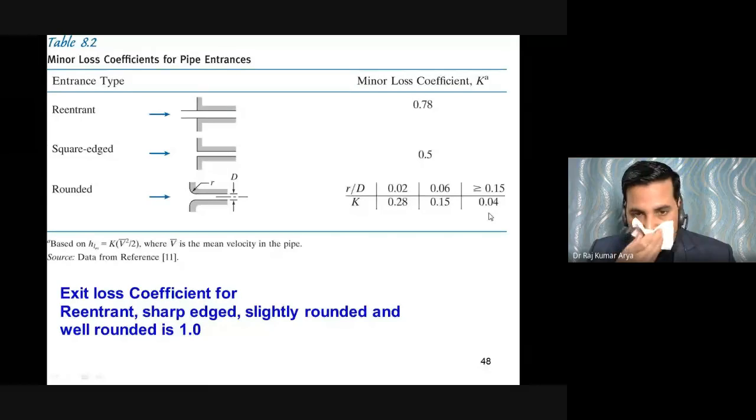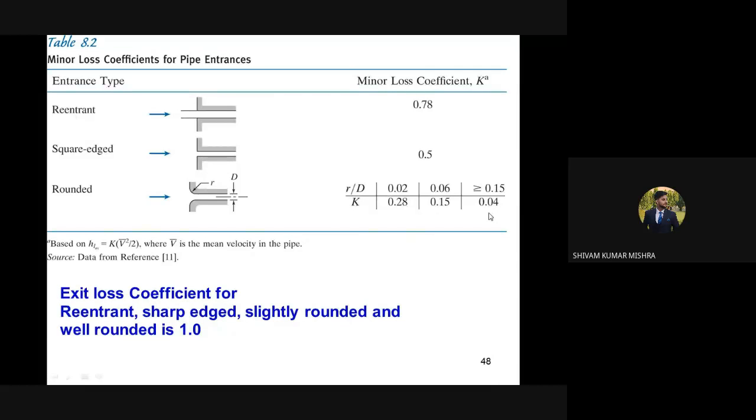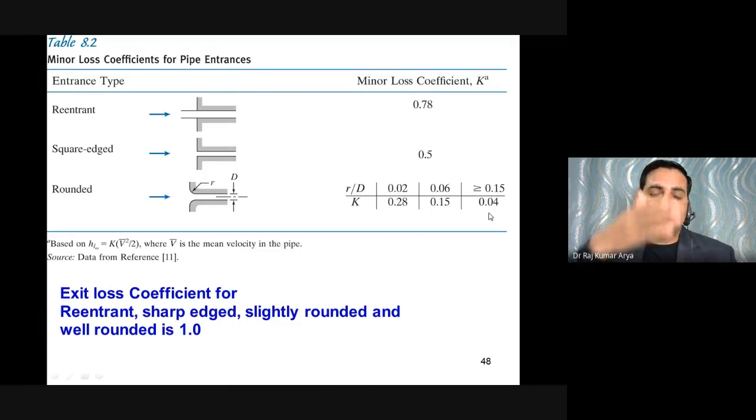Correct, sir. The same thing happens in the case of flow. You should not disturb the flow pattern, whatever flow pattern is coming. Everything wants to move in a straight pattern. If you want to change that pattern, you will always have a loss.